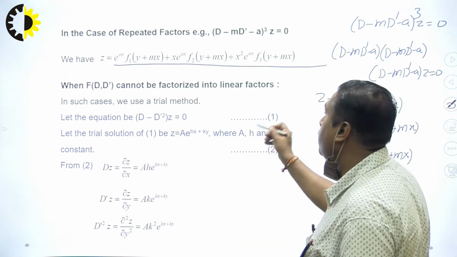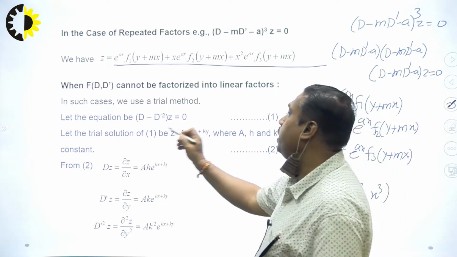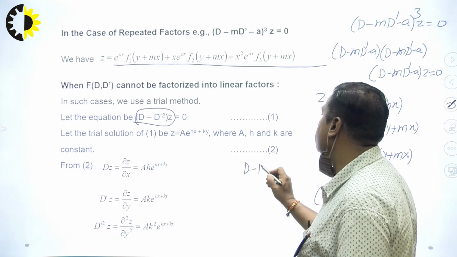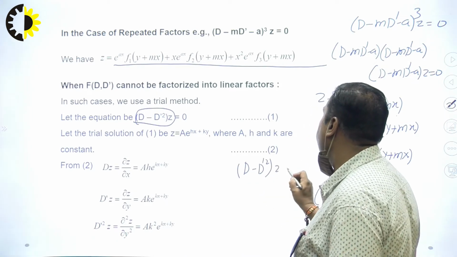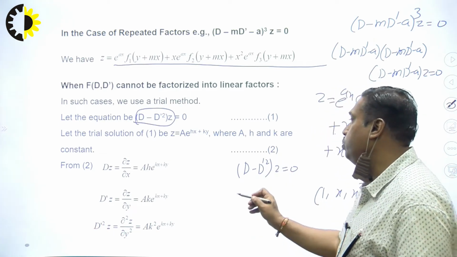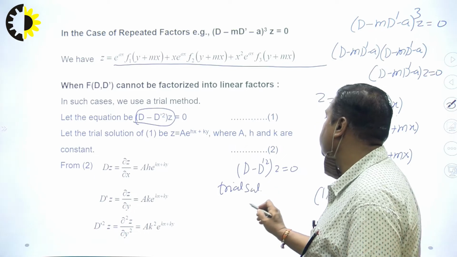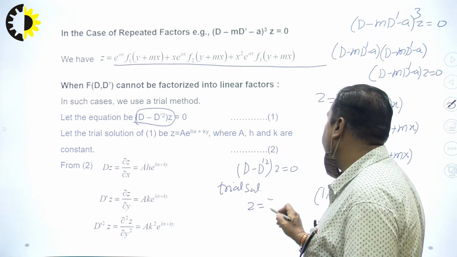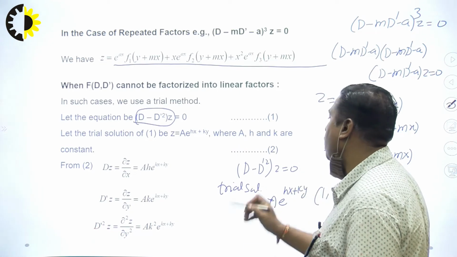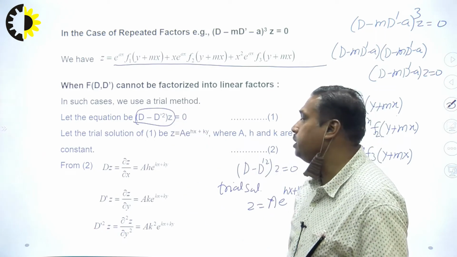And if we are unable to factorize into the linear factors, then we have to adopt another process. That means this is the part (D² − D'²)z = 0. It cannot be resolved into the linear factor. That is why we have to take the trial solution. Trial solution is z = a e^(hx+ky), where h and k are constants. If it is a trial solution, then it must satisfy this equation.